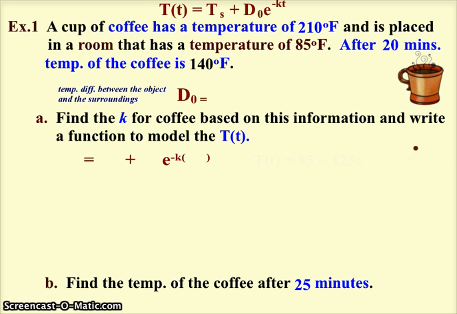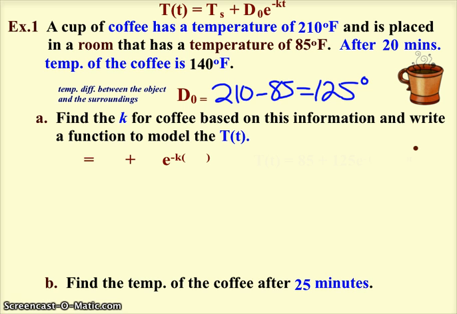First thing is, what's the D sub 0? So we're going to go ahead and calculate that. Remember, that's the initial difference between the object and the room temperature. So 210 minus 85, or 125. You're going to need that number as part of your equation.